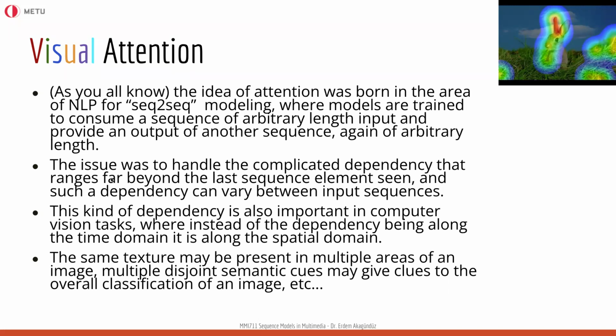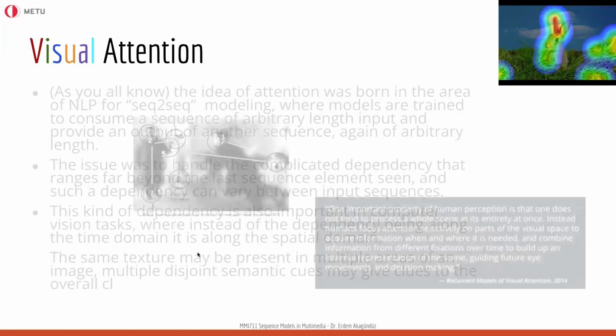This kind of dependency is also important in computer vision tasks, where instead of the dependency being along the sentence dimension, the time dimension, it is in the spatial dimension. Is this part of the image related to this part of the image? The same texture may be present in multiple areas of an image, and multiple disjoint semantic cues may give clues to the overall classification of an image, for example.